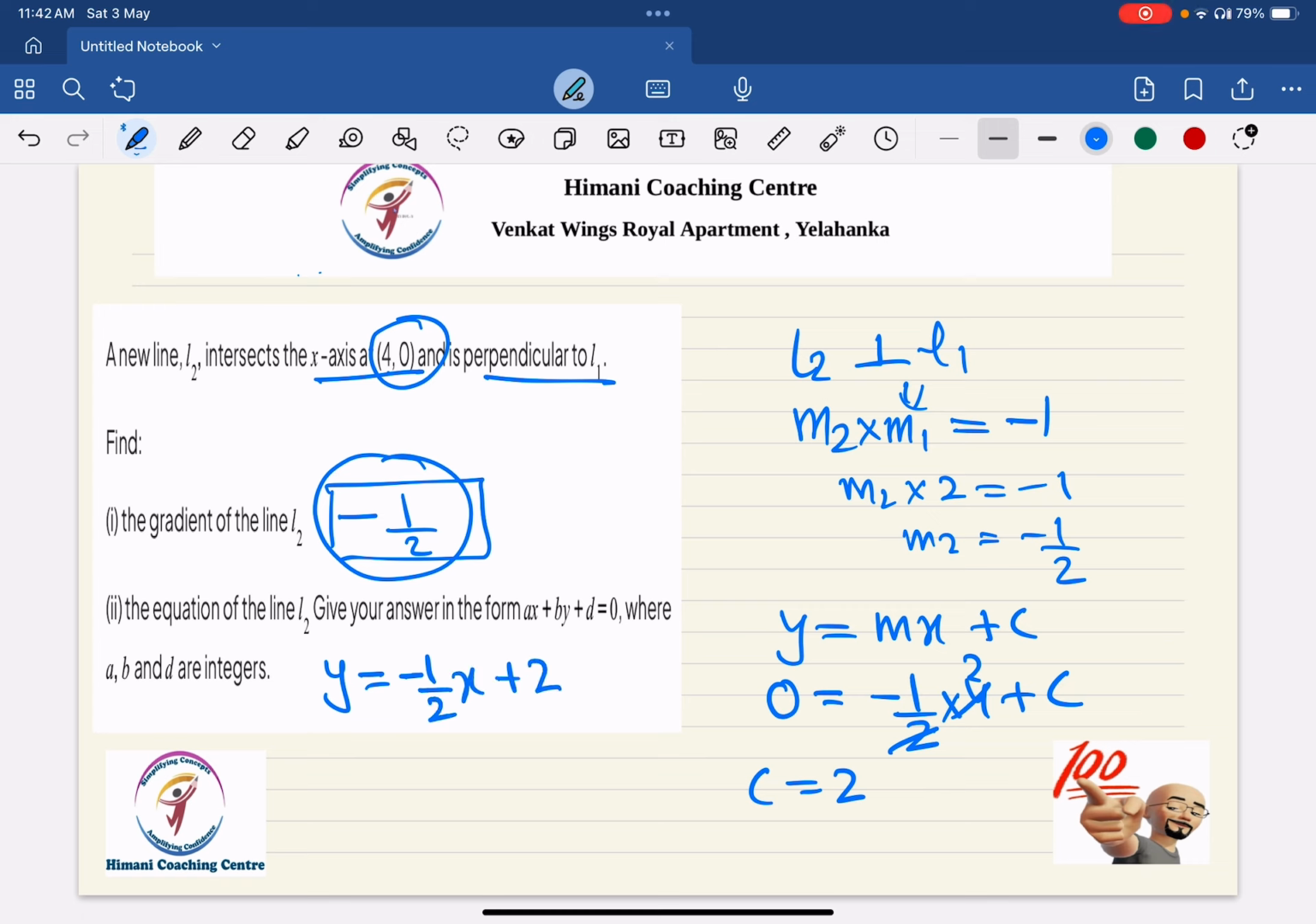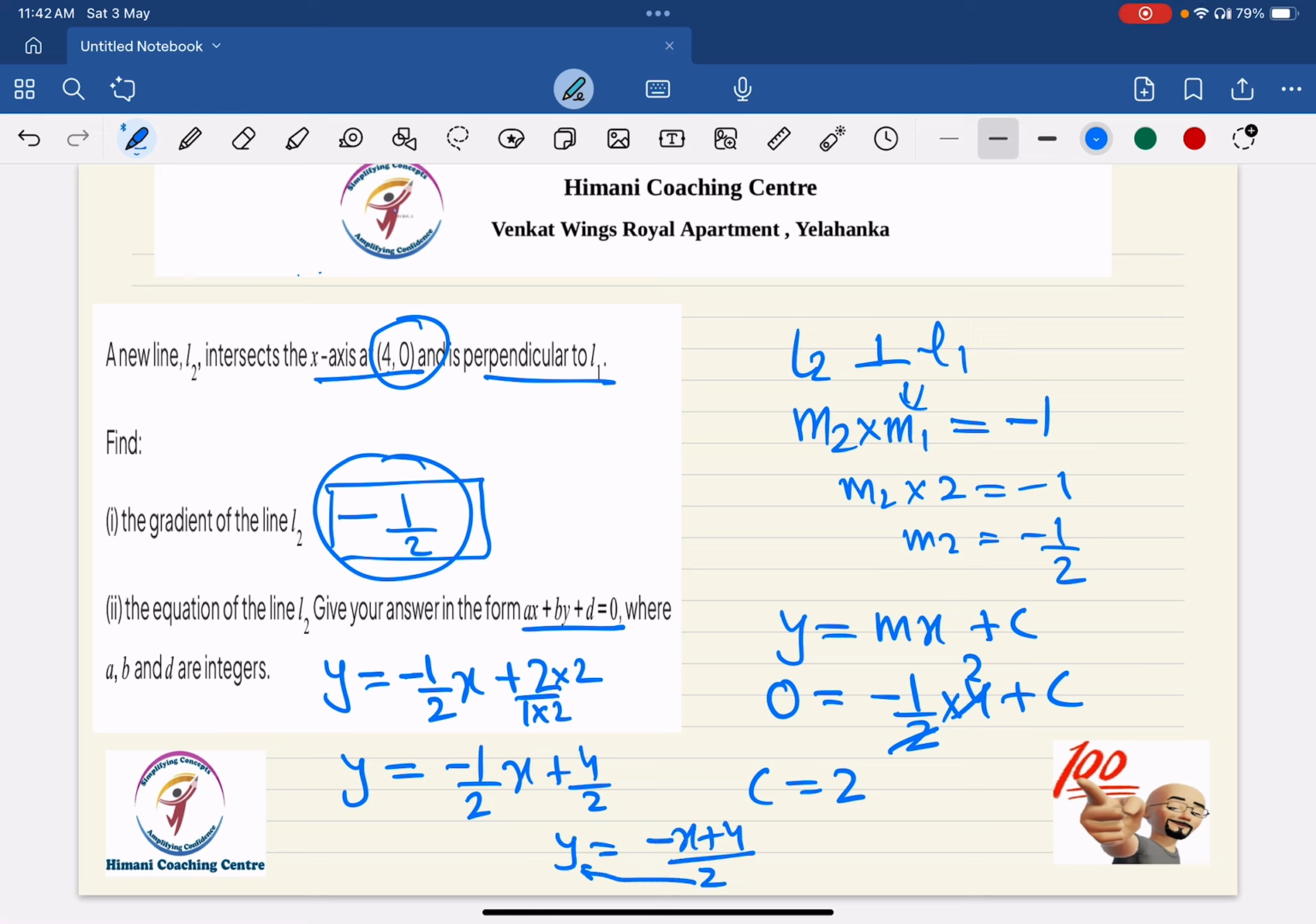Now they want the equation in this form. So what should we do? Do the LCM. So I do into 2 here, into 2 here to make like fractions. So we get y equals minus half x plus 4 by 2, or y equals minus x plus 4 over 2.